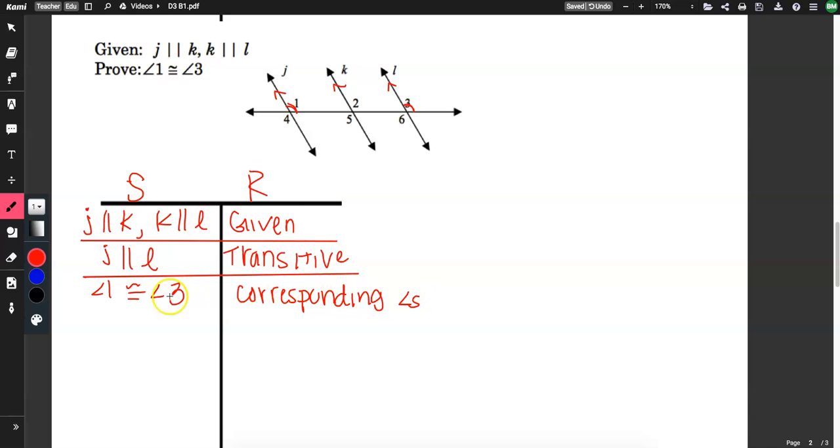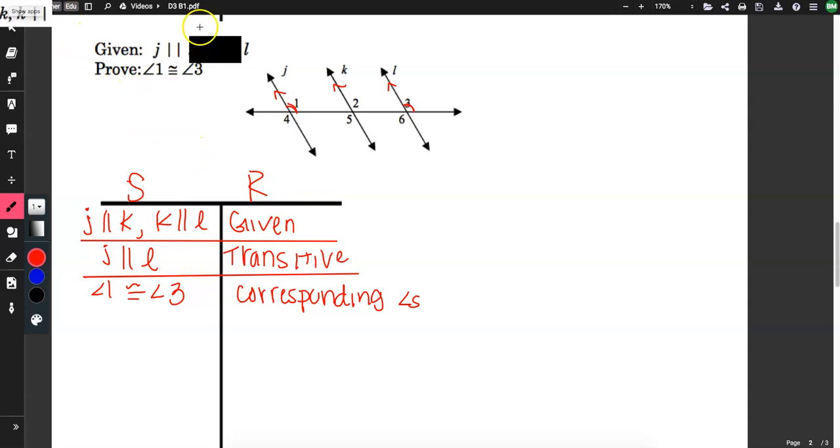You could also take a couple more steps here. Instead of using the transitive property for the parallel lines, you can use the transitive property by saying that angle 1 is congruent to 2 and saying 2 is congruent to 3 because of the parallel lines given to us, and then transitive property from there saying that 1 is congruent to 3. So either way would work.